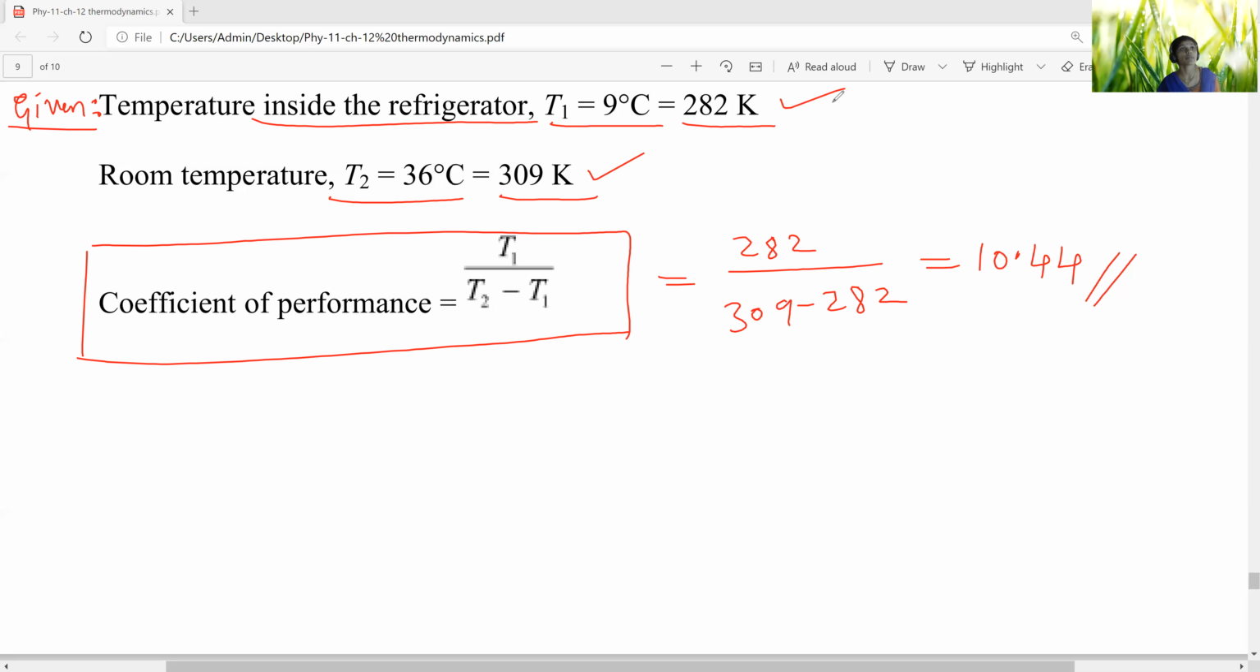The coefficient of performance is given by the formula T1 divided by T2 minus T1. The T1 value is 282 and the T2 value is 309. Substituting those values and simplifying, we got 10.44. That is the value of the coefficient of performance. All the problems in this chapter are very easy. Try to practice those. If you have any doubts, put them in the chat box.